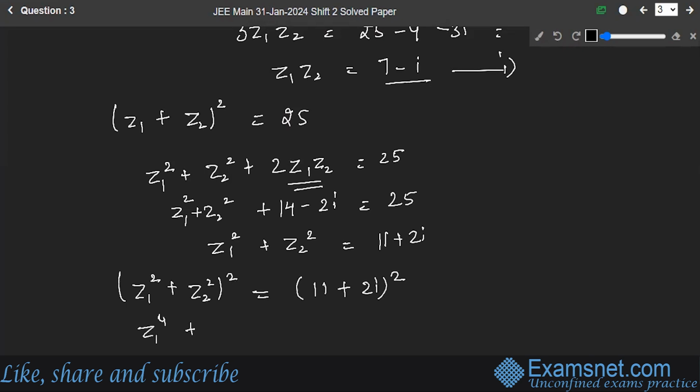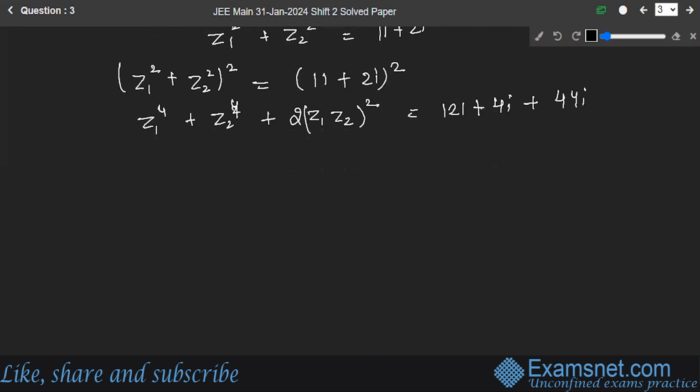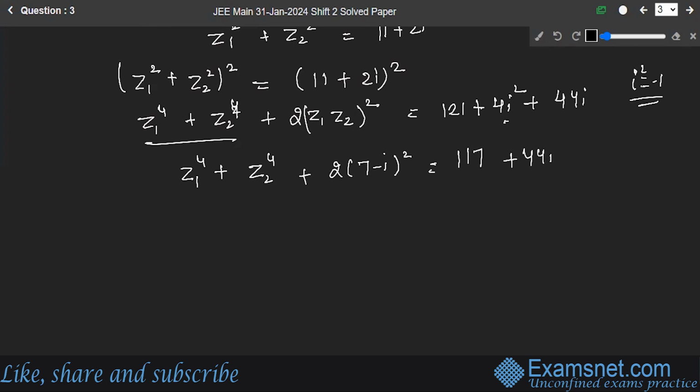This makes Z1 power 4 plus Z2 power 4 plus 2 Z1 Z2. I can write it like this square. This is equal to 121 plus 4 iota square plus 44 iota. Let's write it as such because I need to find out this only. Z1 into Z2 was equal to (7 minus iota) whole square. This was minus because iota square is equal to minus 1. So this will be 121 minus 4, that is equal to 117, and 7 plus 44 iota.